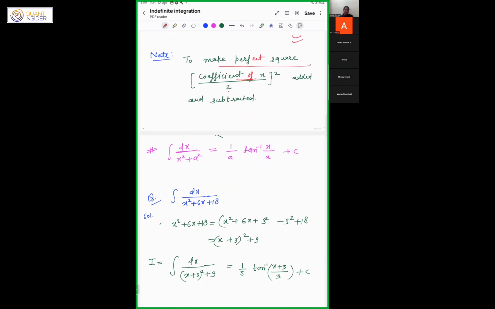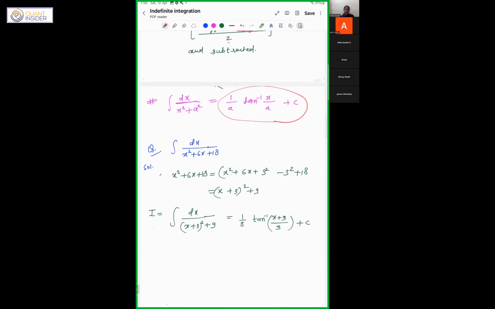See the next formula of integration. This is giving you the integration of the function of the form 1 upon x square plus a square, and this is defined as 1 upon a tan inverse x upon a plus c. Plus c will be there because you are doing indefinite integration. You have to remember this. In this example, you don't have a function of this form x square plus a square, so just focus on making the perfect square.